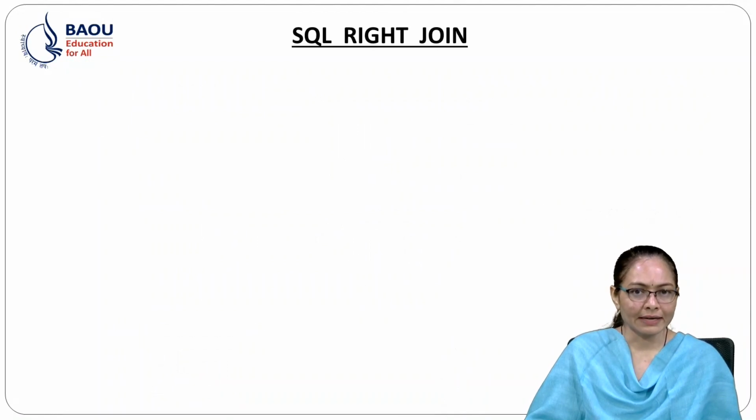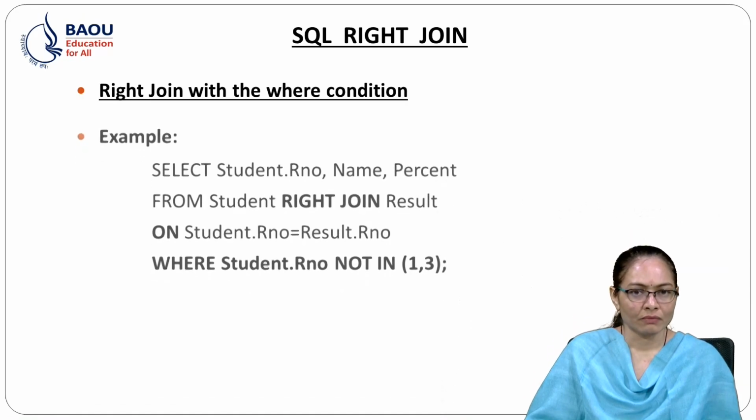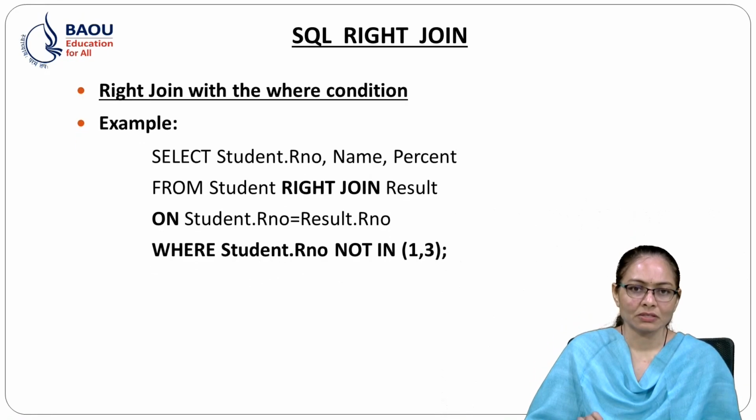Now the right join with the where condition. Here in the example, the same query is used with the where condition. For example, select student.roll_number, name, percentage from student right join result on student.roll_number = result.roll_number where student.roll_number not in (1, 3).